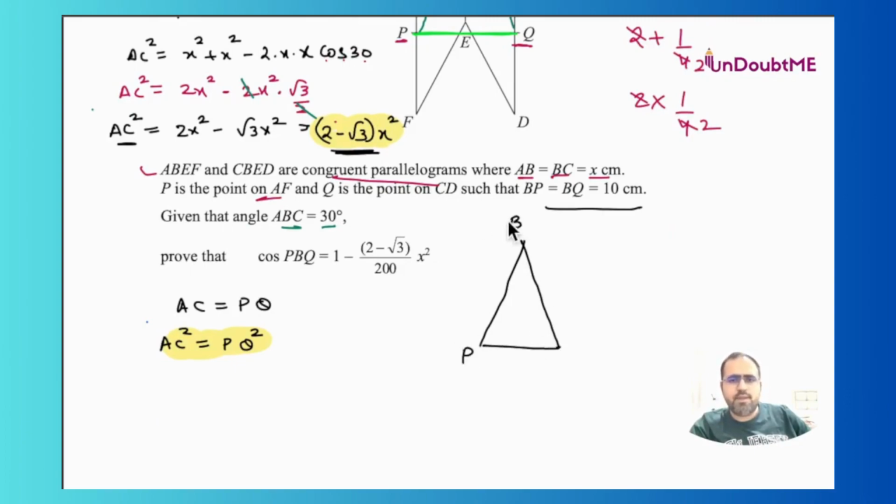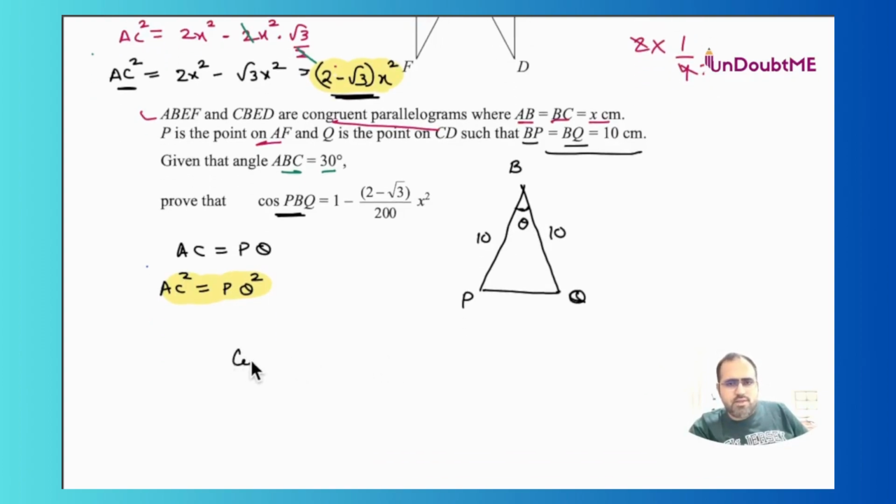So this is PBQ. They're asking us to prove this thing, which has PBQ. This is Q. And then BP and BQ are given to us as 10. And this PQ will be taken same as AC. Let's say this cos PBQ for now is theta. Remember, this time I'm using the formula cos theta is equal to a square plus b square minus c square over 2ab. We have two formulas for cosine rule and any can be used as per the requirement.